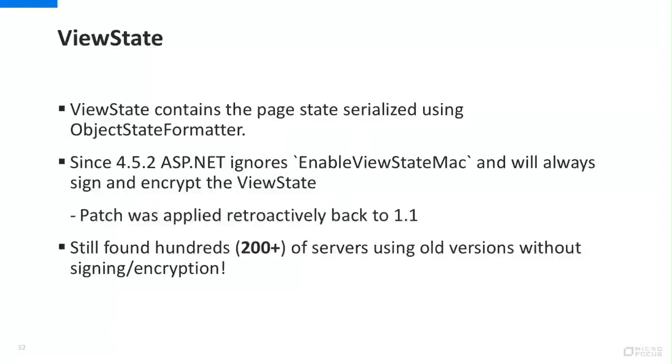And at some point, in version 4.5.2, Microsoft even started ignoring the enableViewStateMac setting, meaning that even if you set that to false, they will always encrypt and sign your view state, which is good. And they even backported that to 1.1. So I was curious, and I ran a Shodan query, and I found that more than 200 servers are still running vulnerable versions that are not using any signature or encryption in the view state, which makes for a good cryptocurrency botnet or something like that.